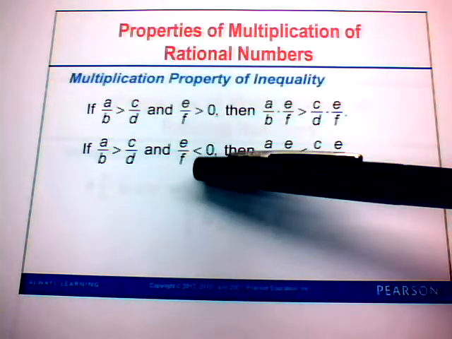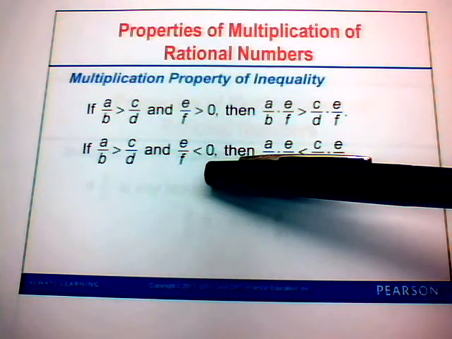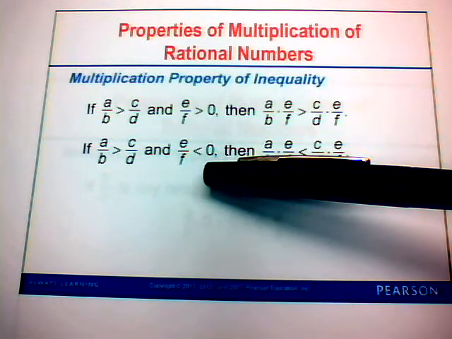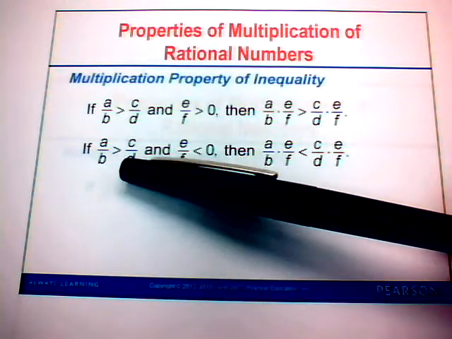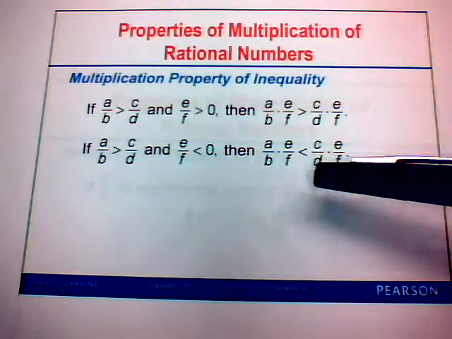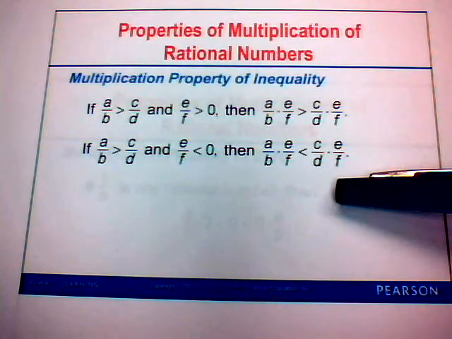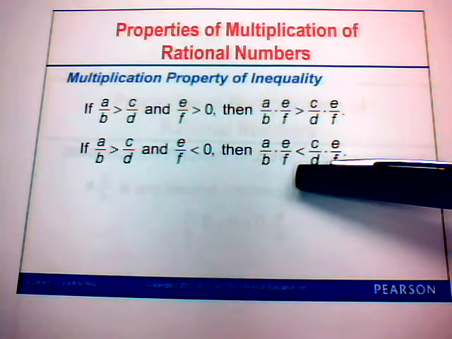Now, let's say e over f is less than 0. That means e over f is a negative number, and I'm using this multiplication property of inequality. If I know a over b is greater than c over d, and I multiply both sides by e over f, and I know e over f is negative, the inequality symbol changes to the opposite. Okay?